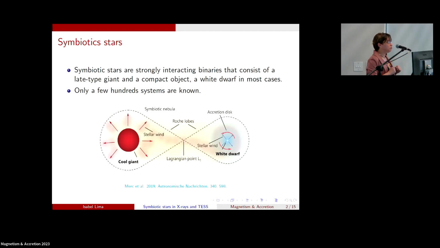And the combination of the emission from this nebula and the absorption from the surface of the red giant in an optical spectrum is the reason symbiotic stars are called symbiotic stars.